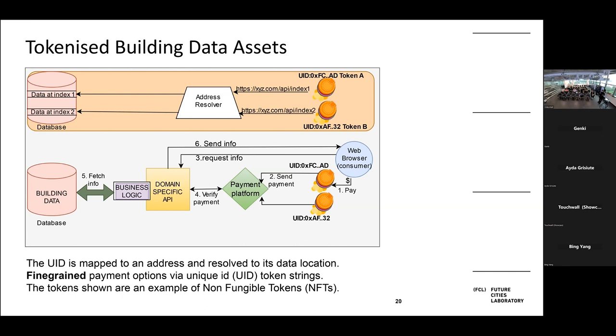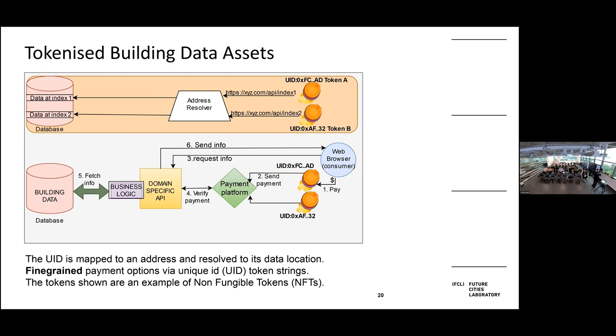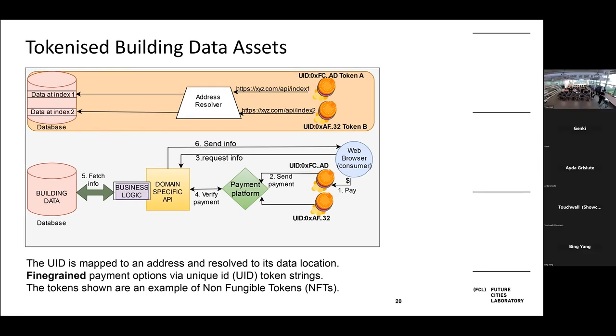larger part of data. Once you have the address for the token, there's a way to resolve this address so that it can be found in a database. That's the role of the address resolver. At the bottom right, as before, we have the web browser, but instead of making a direct payment, you can in this case pay the specific tokens. So the web browser consumer, in step one, pays the token on the top, and the token is referenced by a unique identifier. Once the token has received the payment, that payment is sent to the payment platform. Then, as we have seen earlier, in step three you can request the information from the domain-specific API. Then the payment is verified, and the business logic will see if the payment requirements have been met, the information is fetched and sent back to the web browser consumer.